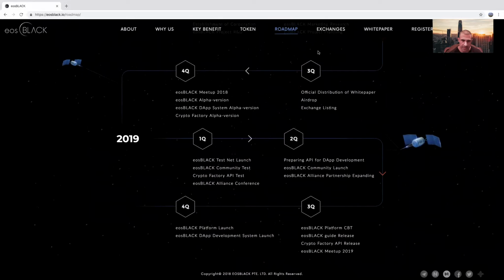2019: EOS Black testnet launch, EOS Black community test, Crypto Factory API test, and EOS Black Alliance Conference. The second quarter, they're going to prepare for the API of DApp development, the community launch, and the partnership expansion. Third quarter, the platform CBT, EOS Black guide release, the Crypto Factory API release, and another EOS Black meetup, with the fourth quarter coming to the platform launch and the EOS Black DApp development system launch.